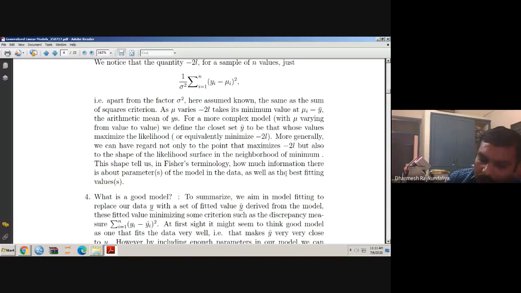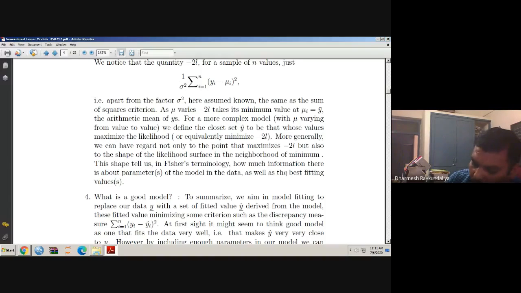So to obtain this, what do we do? When we say that the model is good, we say that ŷi is very close to yi. ŷi is nothing but that obtained based on the model. And if that estimated value of y is very close to y, we say that the model is good. These fitted values minimize some criterion, such as the discrepancy measures.